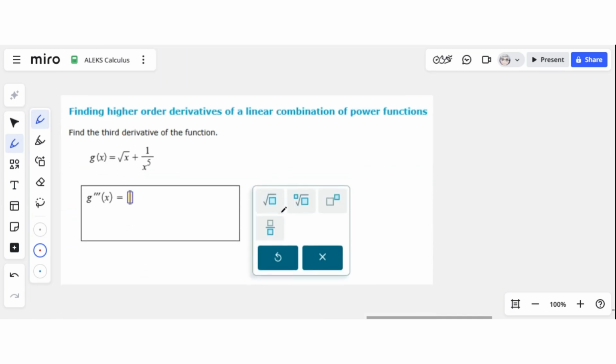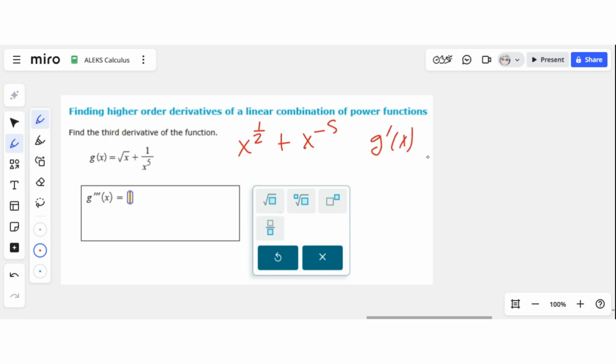So this is just a reminder that when you've got fractions with the variable in the denominator, or square root symbols, you want to rewrite these as powers. So I'm going to write this as x to the 1/2, that's the same thing as the square root of x, plus x to the negative fifth. And this time we want to find g triple prime, the third derivative of g. So let's do this carefully.